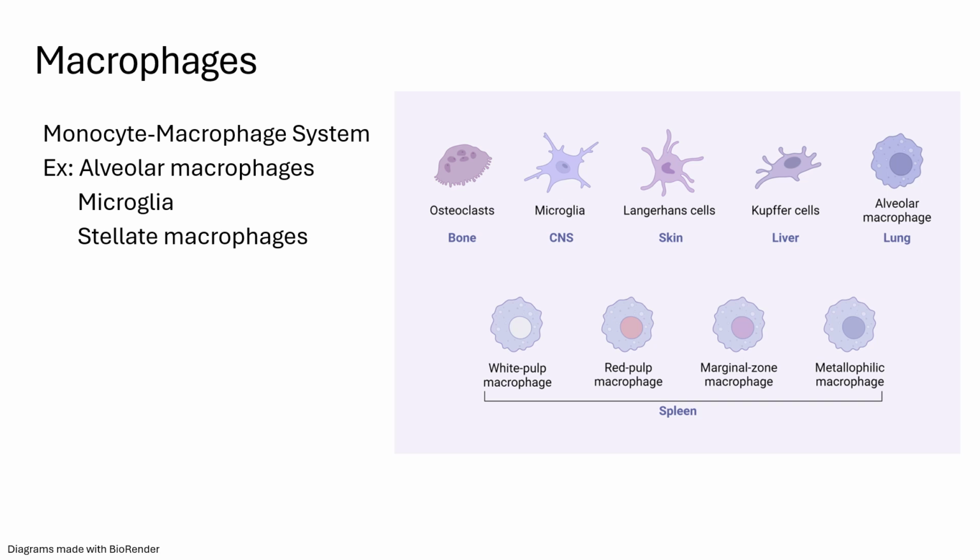In the brain, you have microglia, part of the neuroglia, and in liver cells, there are cells that are called Kupffer cells. In your lungs, there are cells that are called alveolar macrophages. There are many different macrophages in the spleen, not just the four of them that you see listed here.